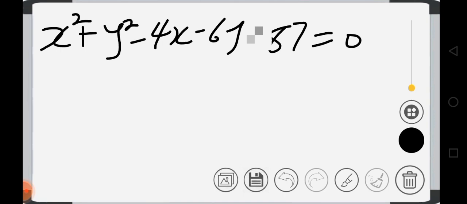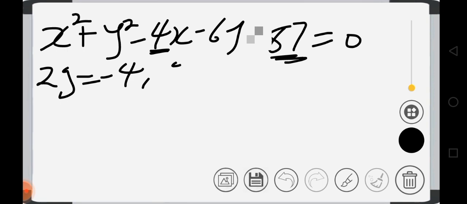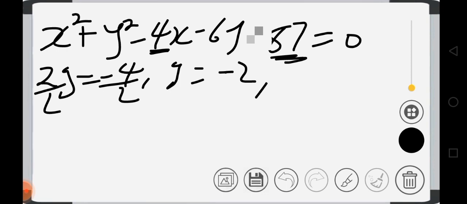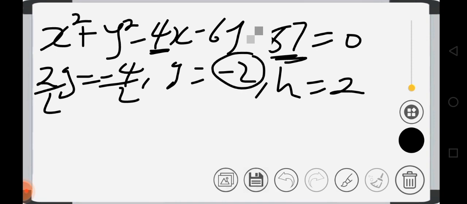So remember the first thing, 2g is equal to the coefficient of x, which is minus 4. So g is equal to minus 2. If you divide by 2, that's what we're going to have. Then h is equal to minus g. So minus minus will give us plus 2. So h is equal to 2. Just take the opposite sign of this, just multiply this one by minus sign to get h.